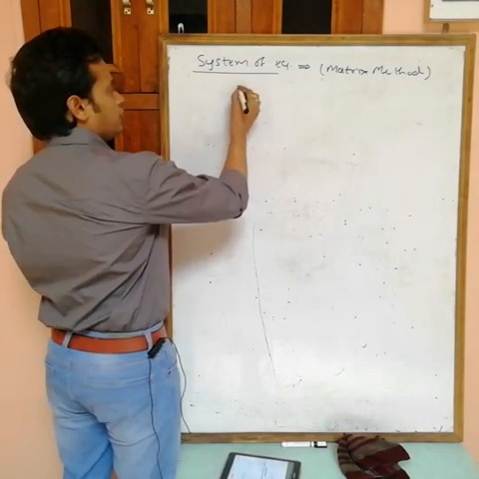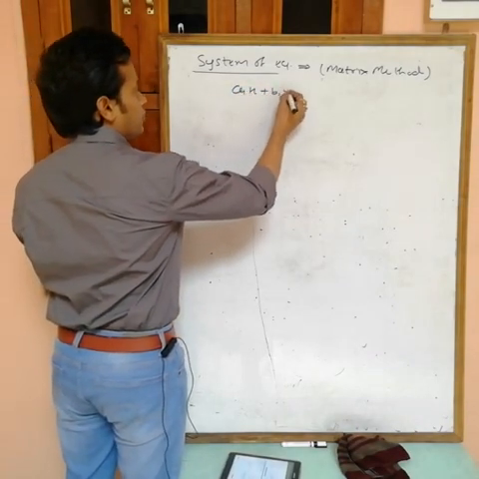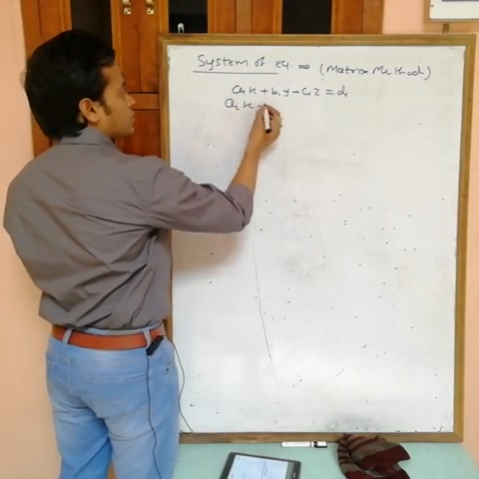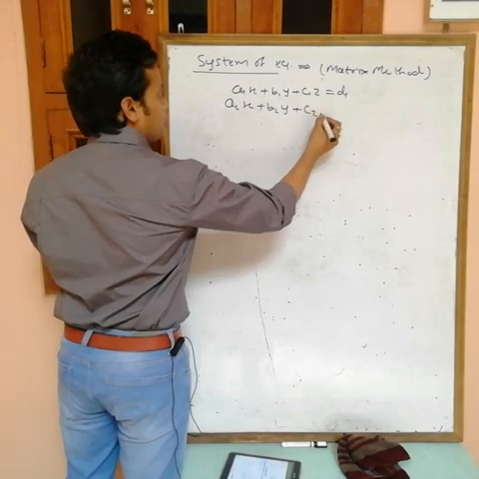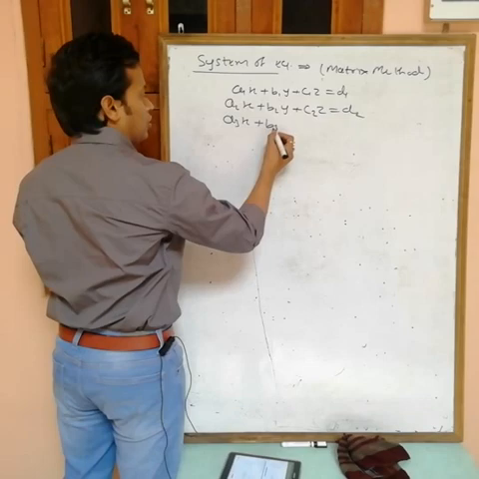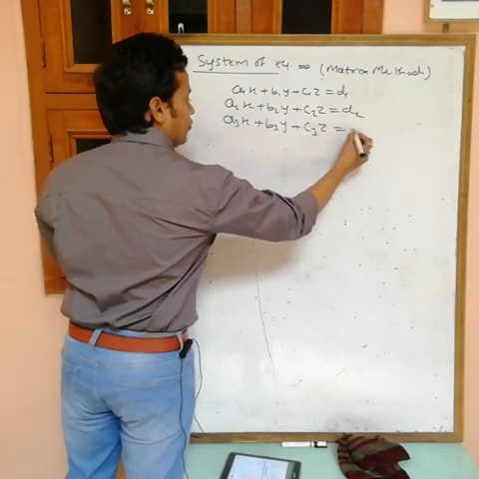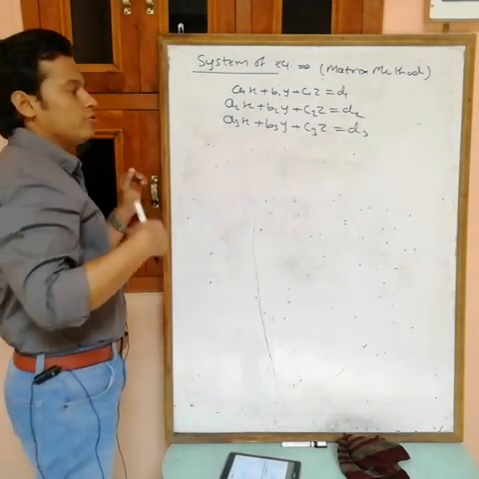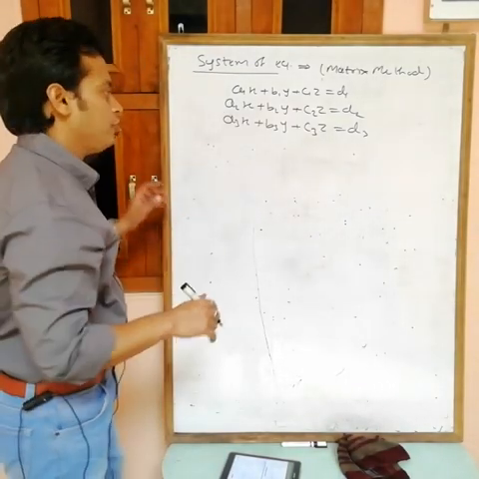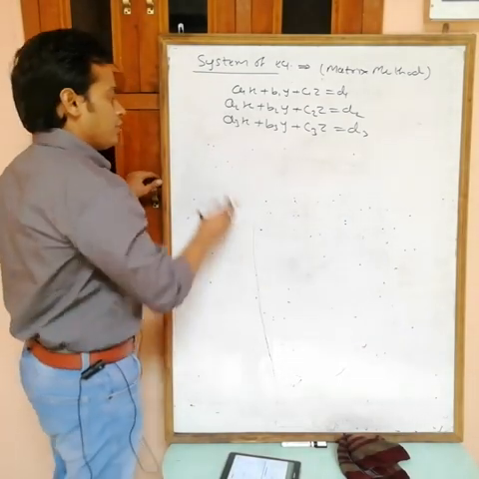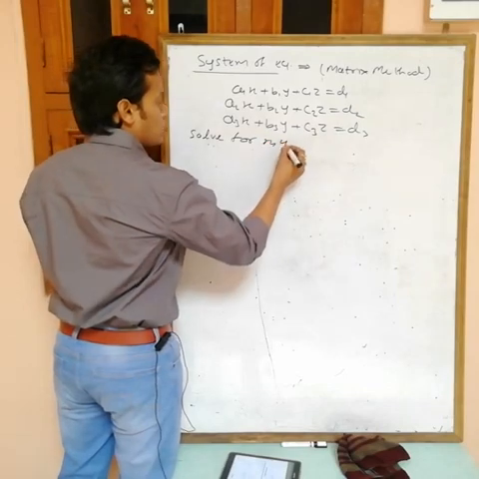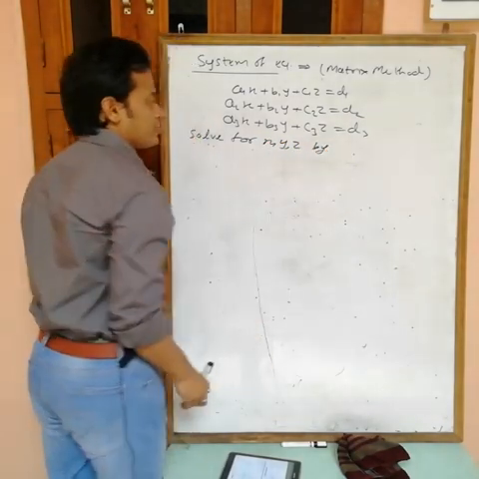Suppose we have a system of equations: a1x plus b1y plus c1z equals d1, a2x plus b2y plus c2z equals d2, a3x plus b3y plus c3z equals d3. I want to solve this system of equations by using matrices. It means I want to find the values of x, y, z by using matrices.